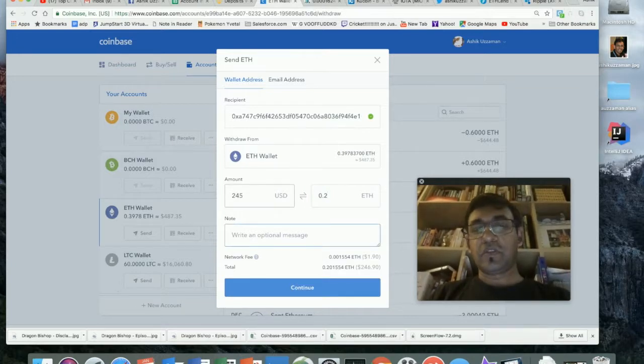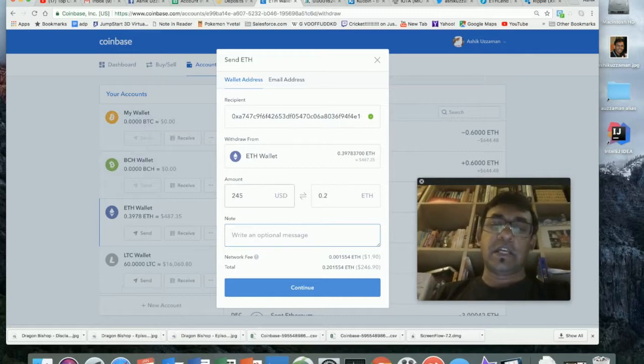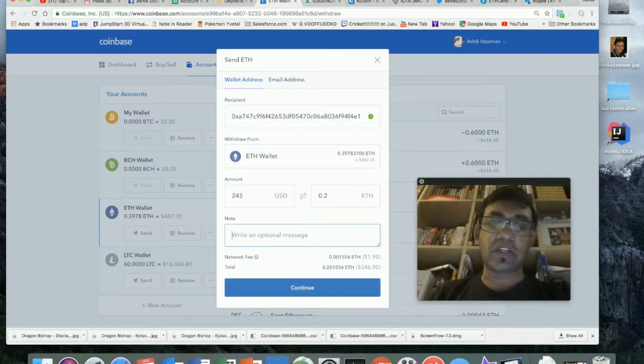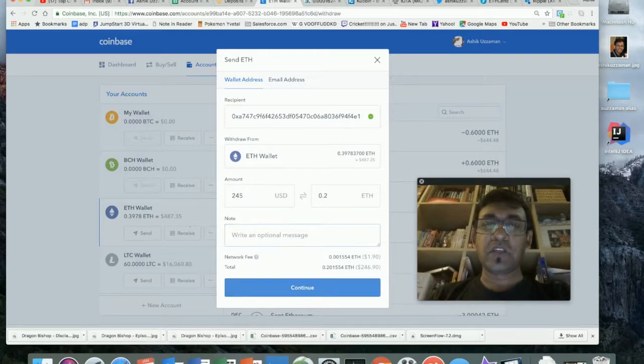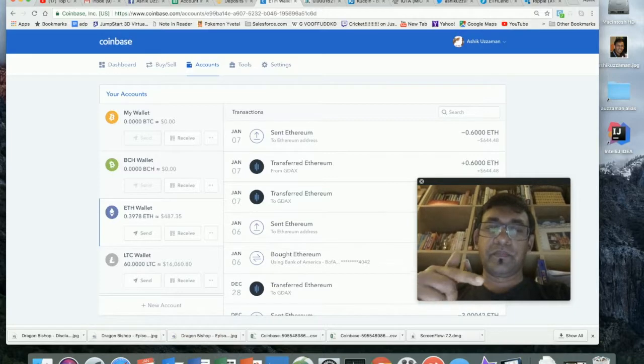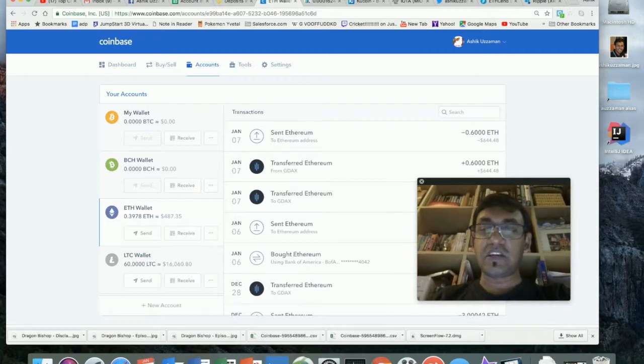So it will be approximately $245. That's what an approximate amount it is telling, and it is telling there will be $1.90 network fee. So you can do continue and you can send it. So once you click continue, it will initiate the process of transferring Ethereum from your Coinbase wallet to your Binance's Ethereum wallet, right?